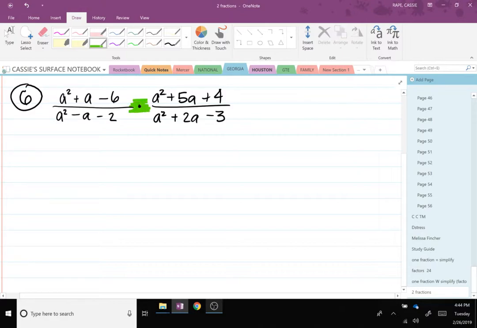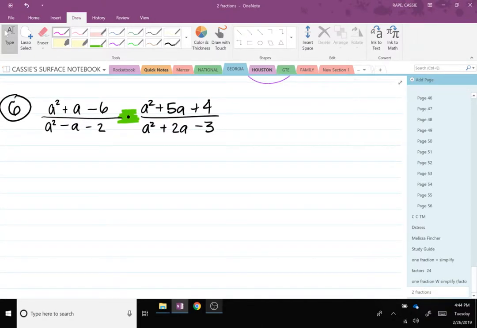You'll notice the dot, that means times. With times, all you've got to do is join them both up, and in other words, numerator times numerator, denominator times denominator, and simplify if you can. Notice these trinomials, they're factorable.